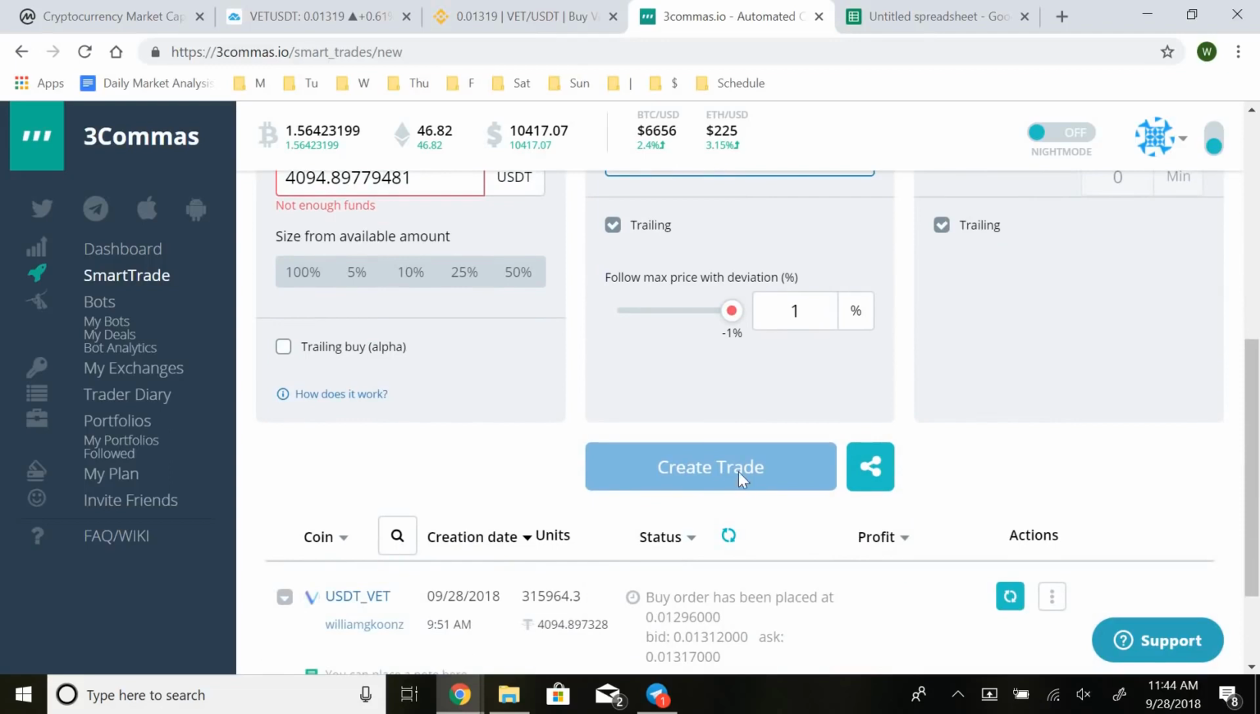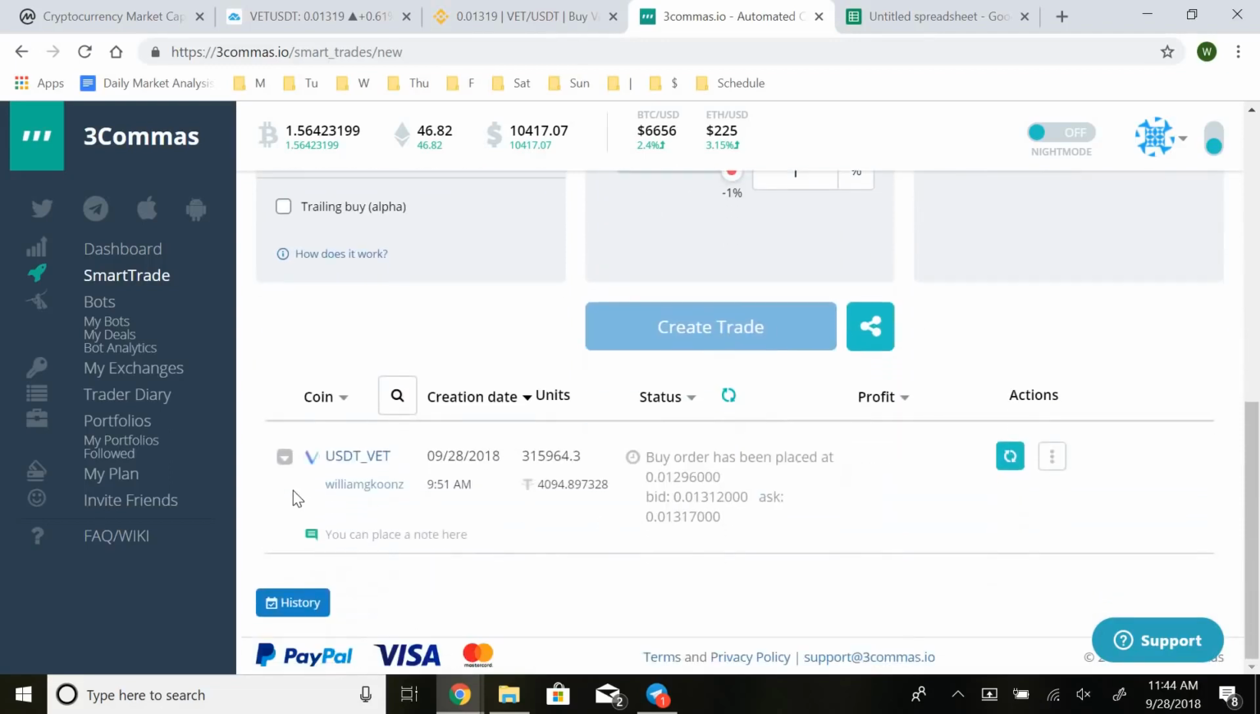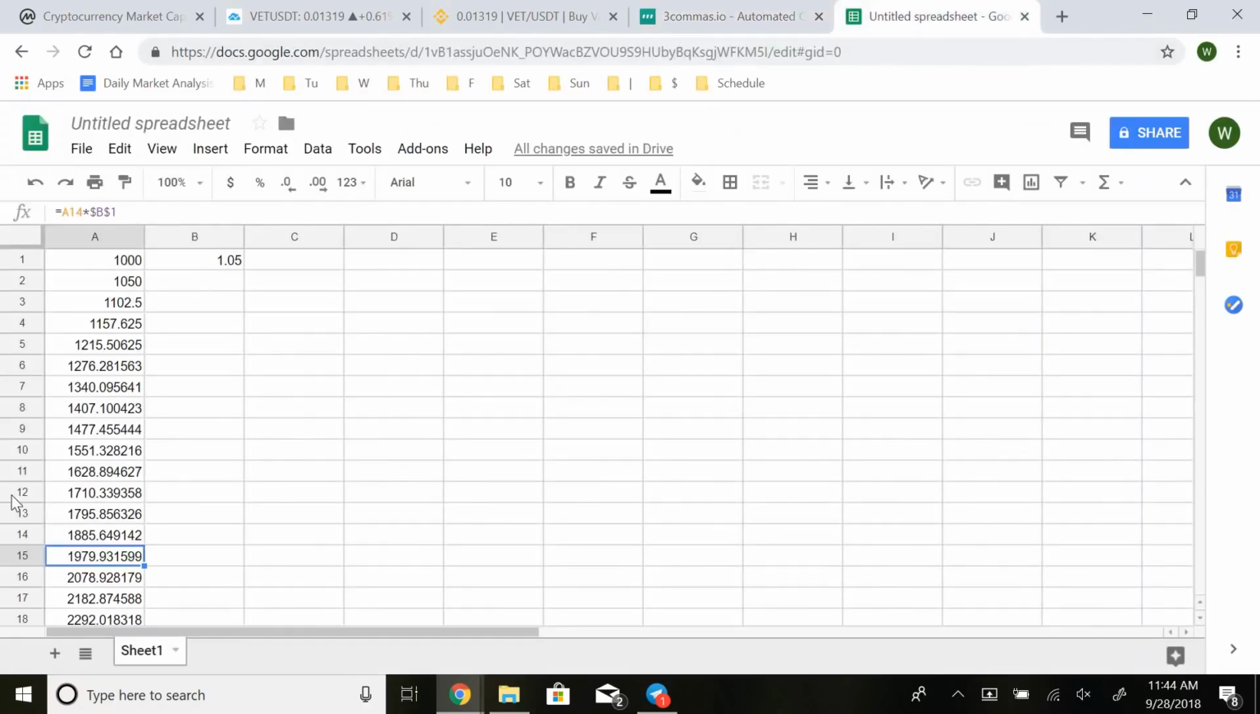And then once you're actually ready, you just hit create trade. And as you can see, I already created my trade right here. But that is basically the full strategy for you guys. And just to give you a bit of rundown with the numbers, if you guys start off with $1,000, within 15 days, you can be making $100 per day with this strategy, as long as you get 5% per day, which is very achievable, guys.